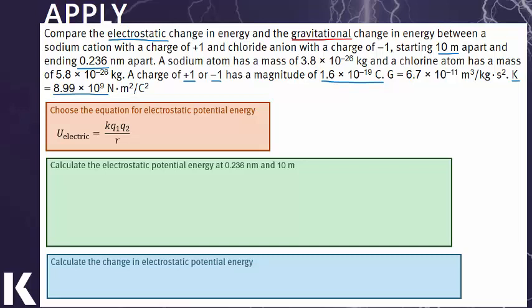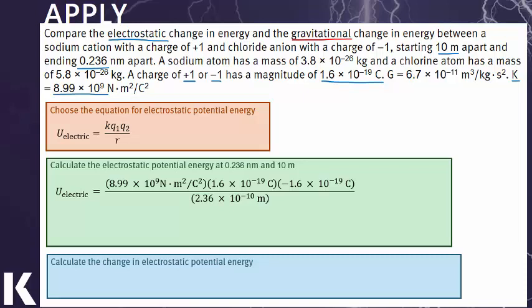So let's start with our final distance of 0.236 nanometers. Now, because our constant K is in the units of meters, we had to convert our distance also to meters. We plug in our value of K, we plug in the charges. Notice because I have a -1 charge, I also have a negative for the charge in my equation. And if we plug this into a calculator, we'll get -9.75 times 10 to the negative 19 joules.